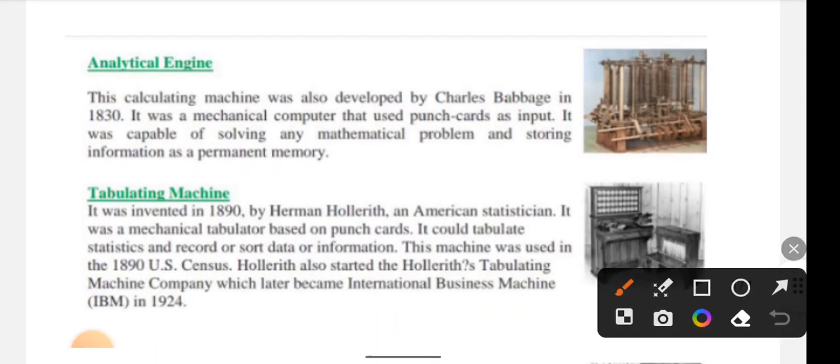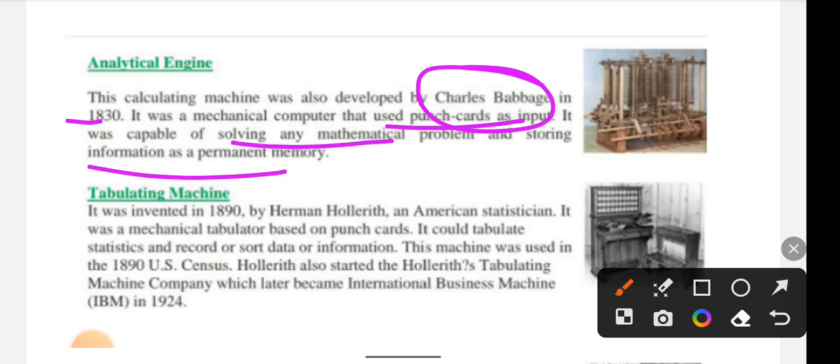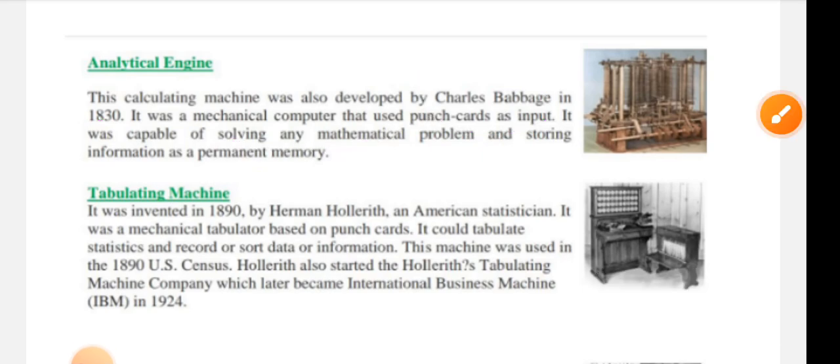Now we are going to discuss the analytical engine. This calculating machine was also developed by Charles Babbage, in 1830. It was a mechanical computer that used punch cards as inputs. It was capable of solving any mathematical calculation and storing information in permanent memory.